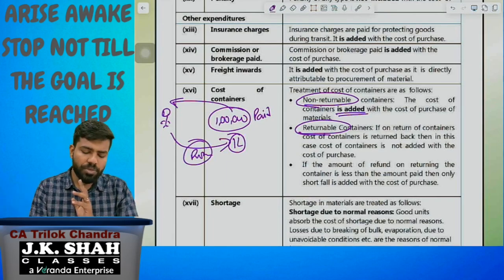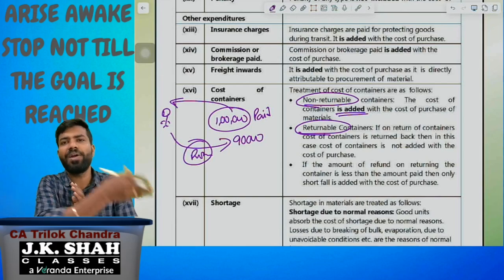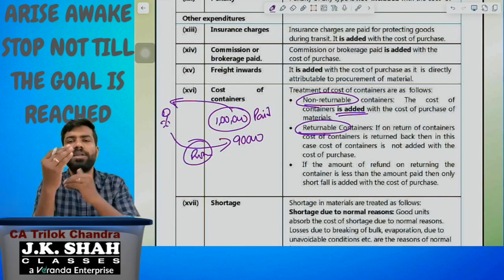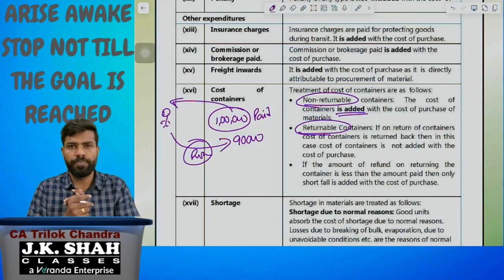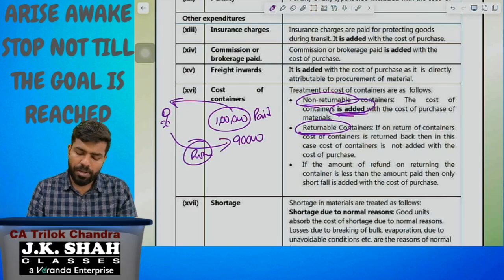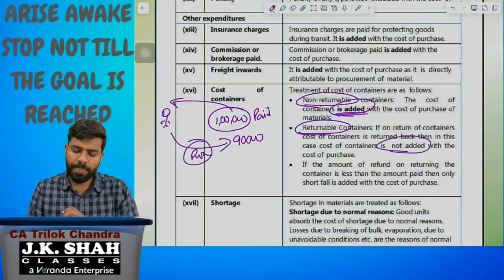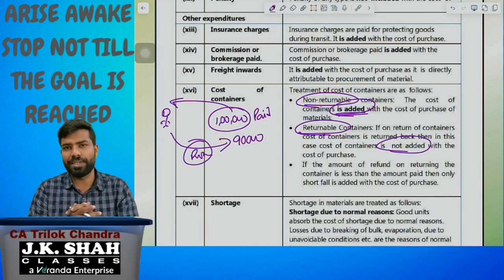Suppose I paid 1 lakh rupees, but due to certain damages made to the container, he refunded only 90,000. How much is the cost? 10,000. Paid 1 lakh, got a refund of 90,000, the difference is 10,000 rupees. The 10,000 rupees will be treated as the cost. If it is non-returnable, the full amount is added. If it is returnable and the full amount is refunded, nothing is added. If any lesser amount is refunded, that difference will be considered as the cost. That is about the cost of containers.